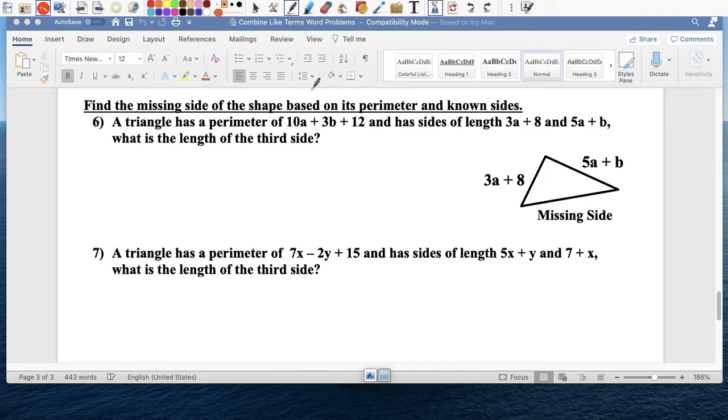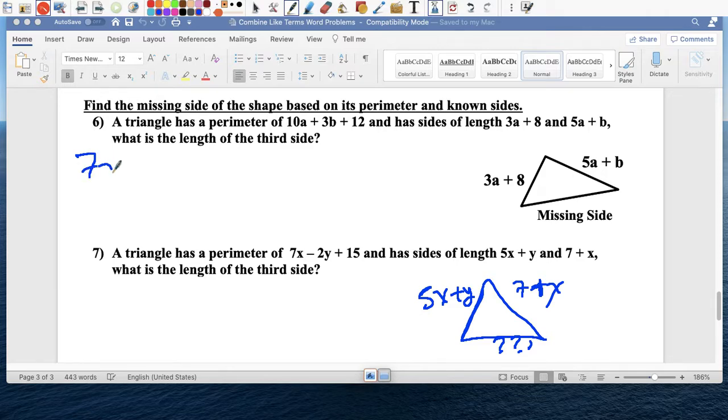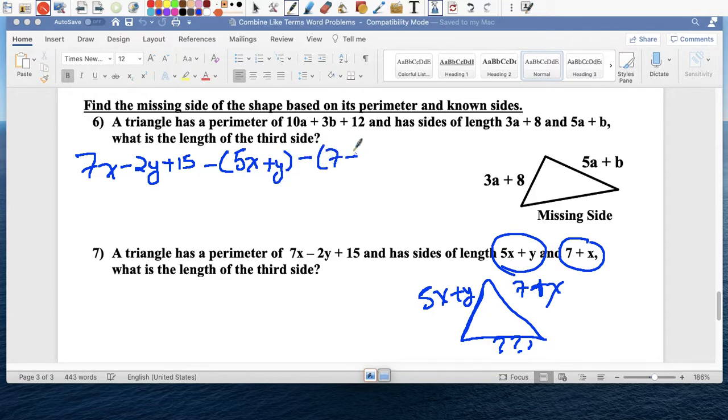Again, same thing. It's another triangle. One side is 5x plus y. This is 7 plus x. And they're asking for the missing side. How much is the missing side? And they're telling us that the total is 7x minus 2y plus 15. So we're going to subtract this side, and subtract that side. So minus parentheses 5x plus y, minus parentheses 7 plus x. Our first step is to remove the parentheses, and we're going to put a little 1 there. So it's 7x minus 2y plus 15.